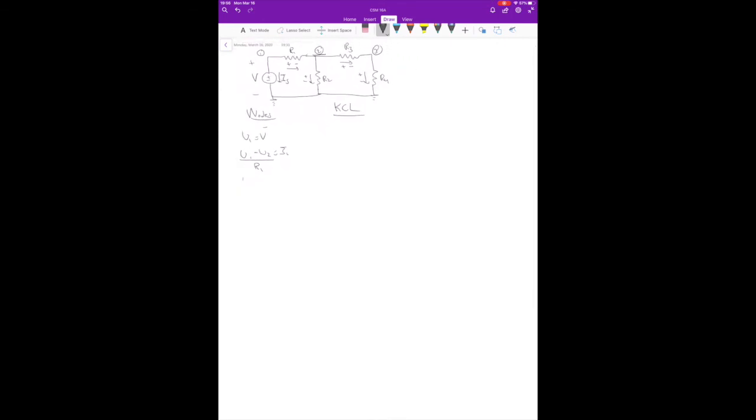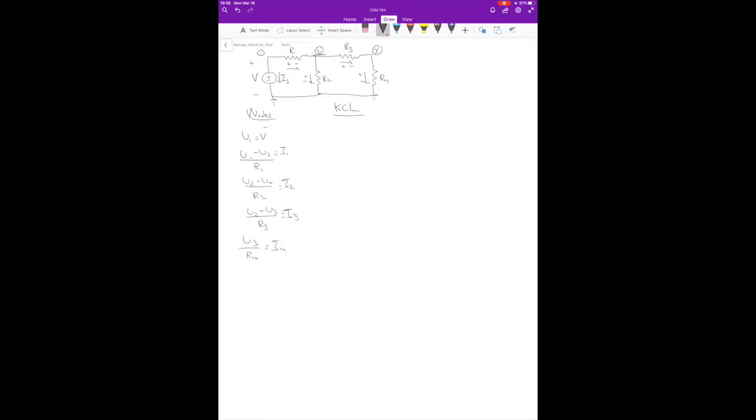So we can say that U2 minus U0 over R2 is equal to I2. U2 minus U3 over R3 is equal to I3. And lastly, U3 over R4 is equal to I4. So those are my nodes.